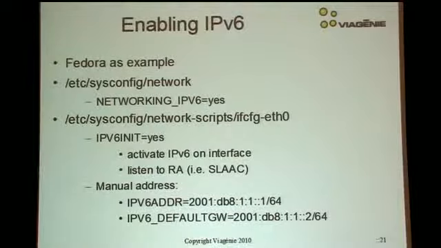How do we enable IPv6? On multiple operating systems, it's already enabled. If a router just advertises an IPv6 prefix, you will get IPv6 connectivity. For Linux, Fedora as an example, it's just a few lines to change, and you'll get IPv6.